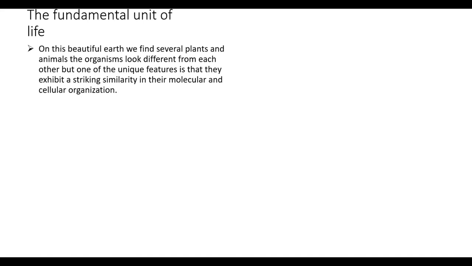On this beautiful earth, we find several plants and animals. The organisms look different from each other, but one of the unique features is that they exhibit a striking similarity in their molecular and cellular organization. In our surroundings we find different types of plants and animals, some small, some short, some tall, some insects, carnivorous animals and herbivores. They look different, but they have one similarity in molecular and cellular organization.